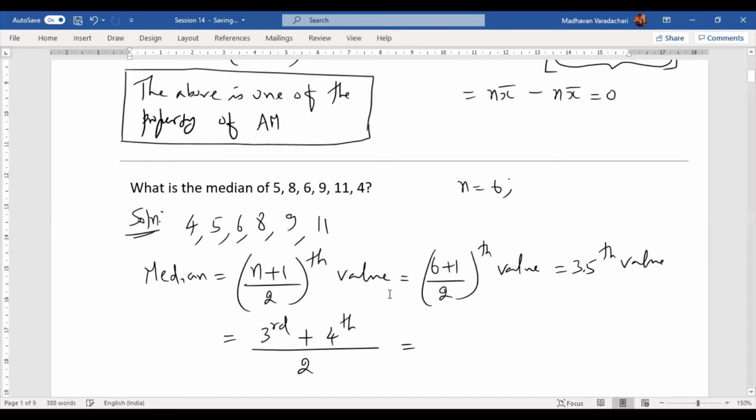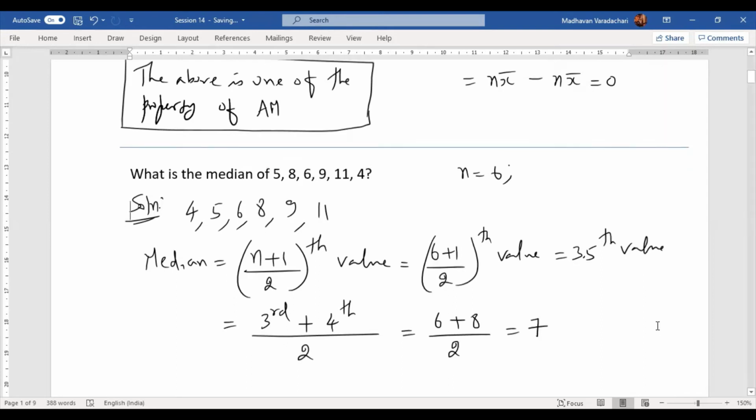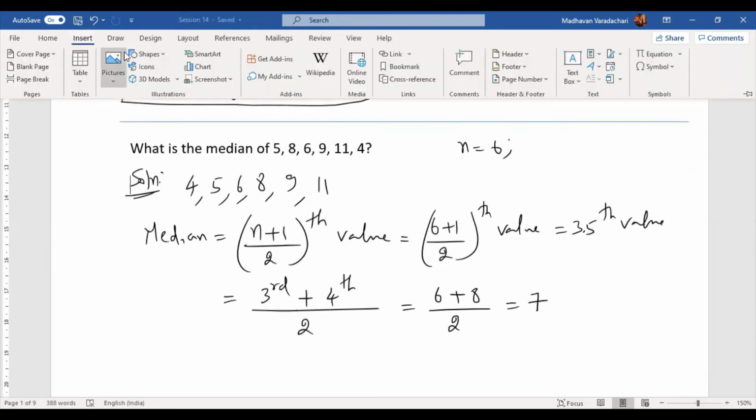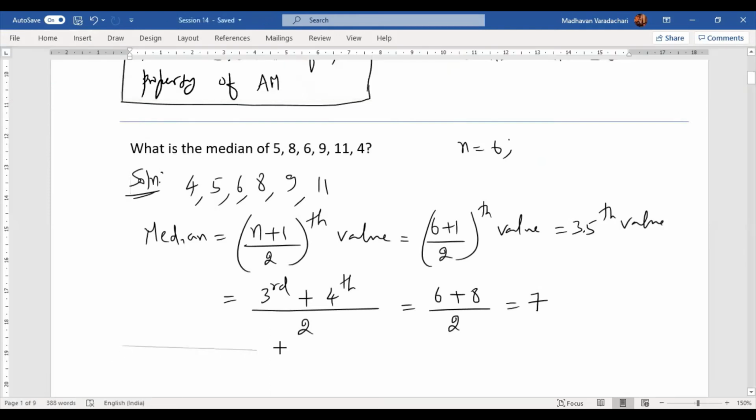Here the third value after arranging it in order is 6 and the fourth value is 8. So if I divide it by 2, I get 14 by 2. 14 by 2 is nothing but 7. So our median for this problem is 7. Now let us move on to the next question.